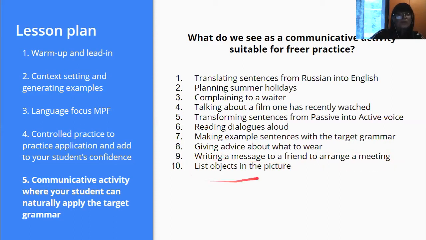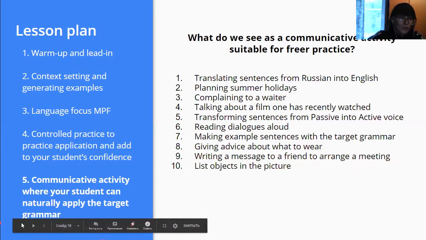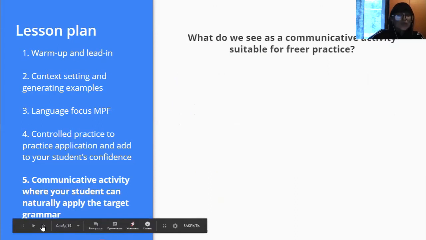For example, list objects in the picture. It might be a hilarious case when you're sitting with a cup of coffee and start listing these objects. It's not a kind of interaction. It's just, I would say, producing a few words. There is a picture, there is a picture, and so on and so forth.